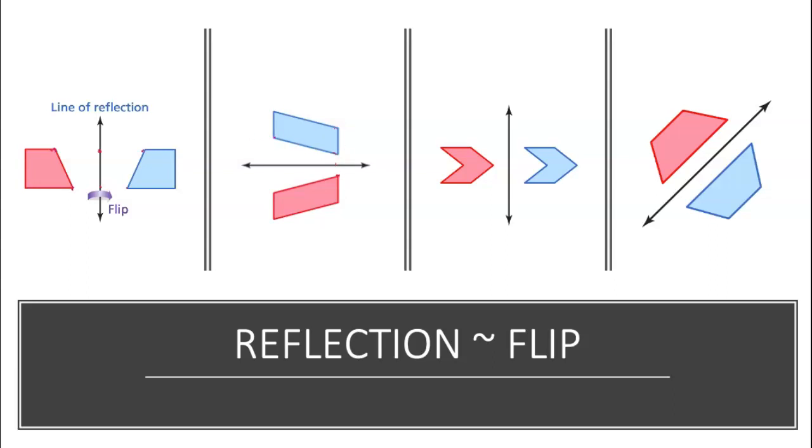So what about here? If I look at the other side, my coordinate here, is it the same distance from one figure to the line of reflection as the other? And that would be yes. So yes, this is a flip. This has flipped over.